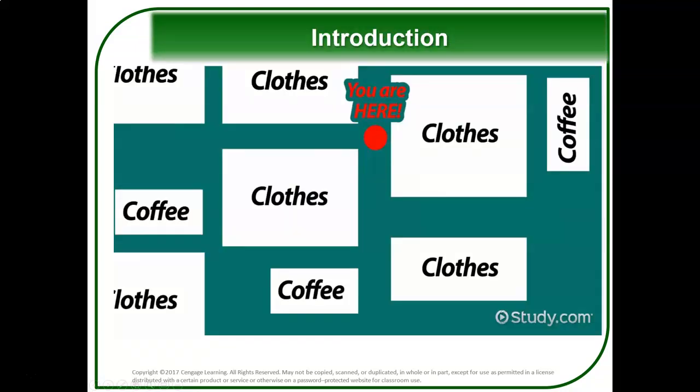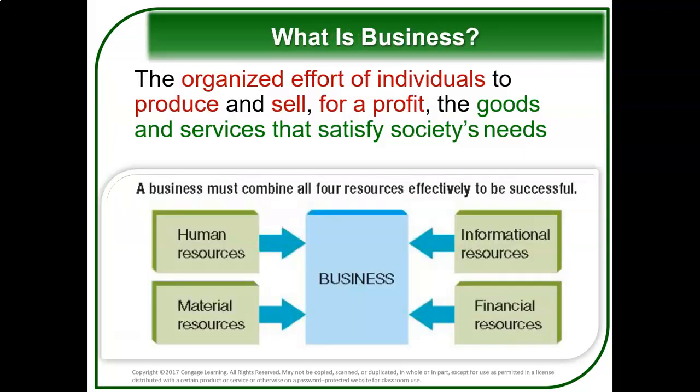You can't get away from business. It's all around us, as this picture shows us. But what exactly is business? Here we have it defined as the organized effort of individuals to produce and sell for profit goods and services. You'll see in the boxes below the pillars of our course. We will meet these concepts again and again: human resources, material resources, informational resources, and financial resources.